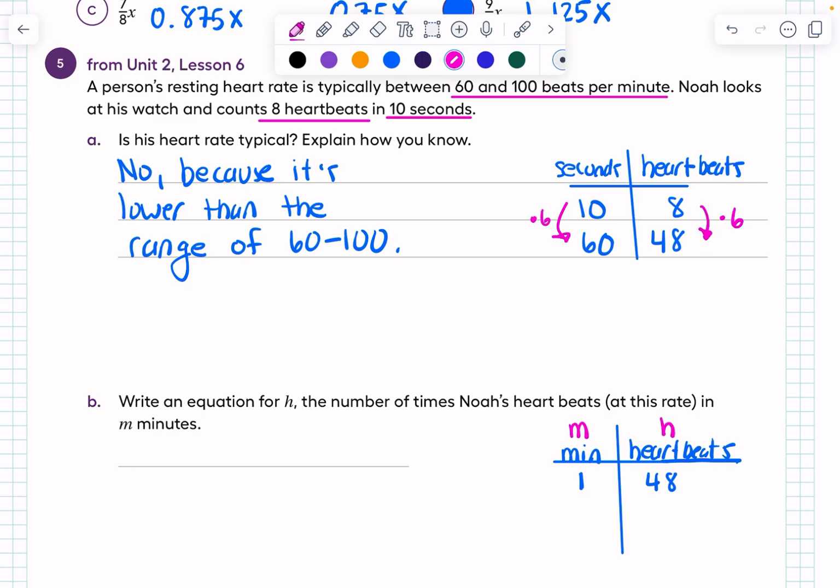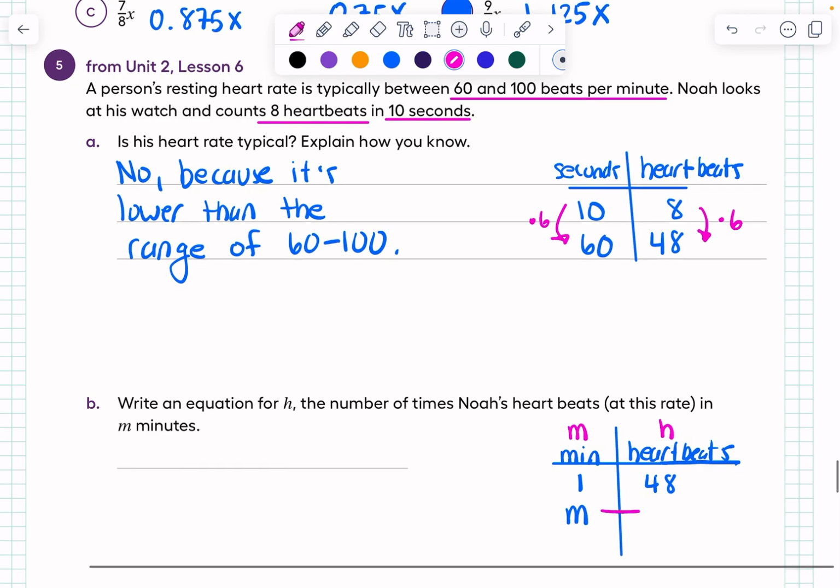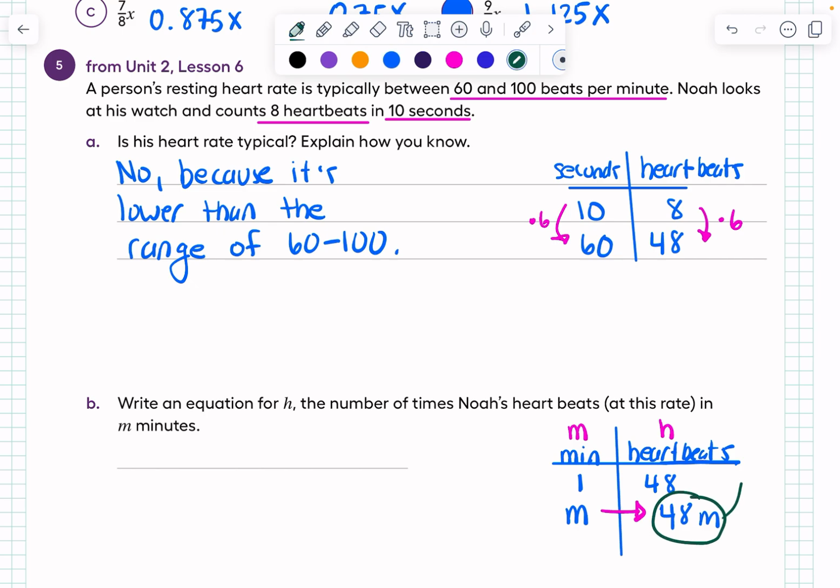We know that K is 48. So remember that if this is M, we do M times the K value, which is 48. So that would be 48M. And also, you can just circle this and point to the variable on top. The final equation would be H is equal to 48M.